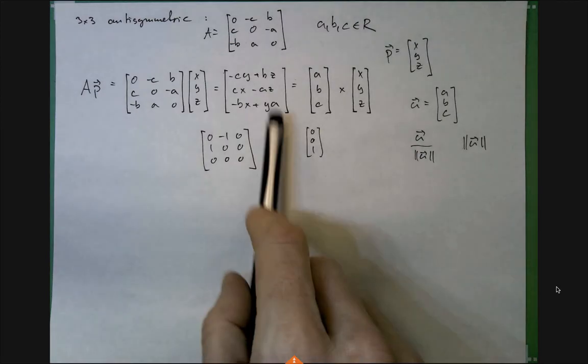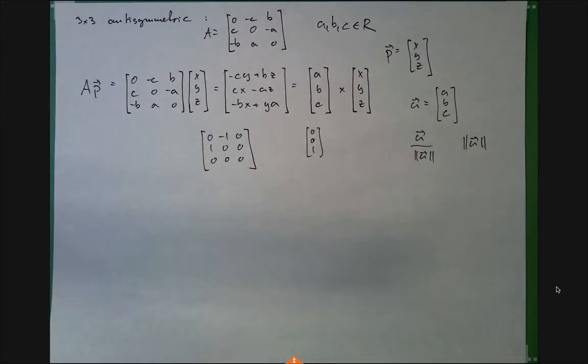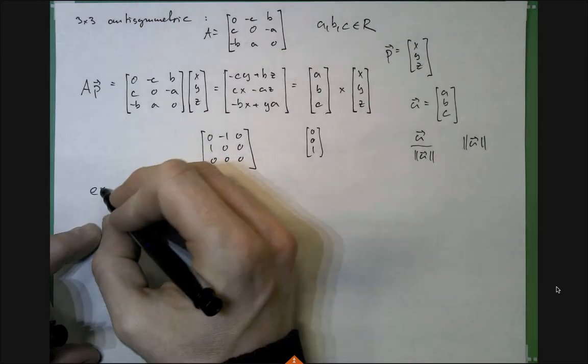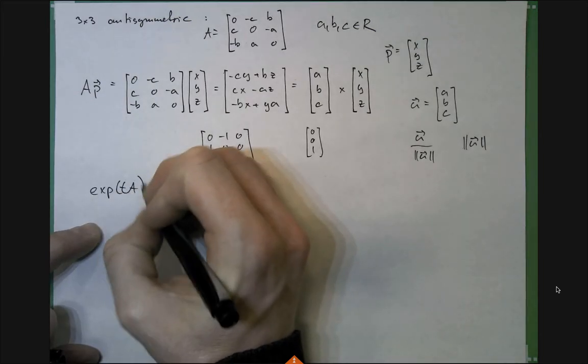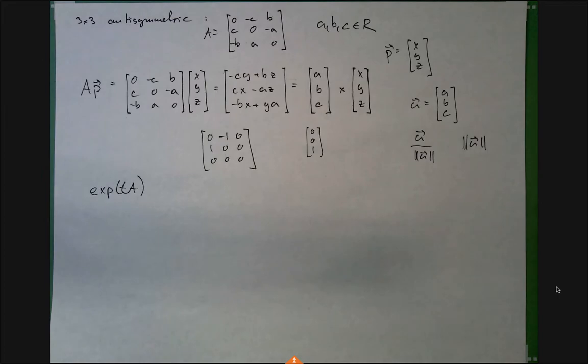And the cool thing is, just like in the 2D case, you can proceed and compute the exponential of this matrix. So compute the exponential of tA. And guess what you will get? Now the guess will be a safe bet.